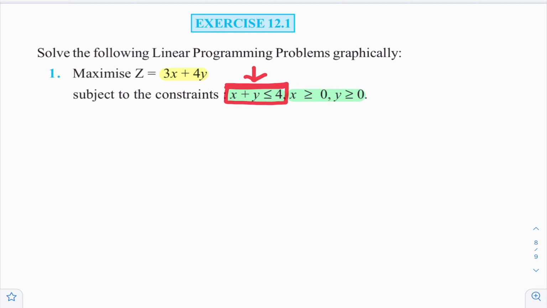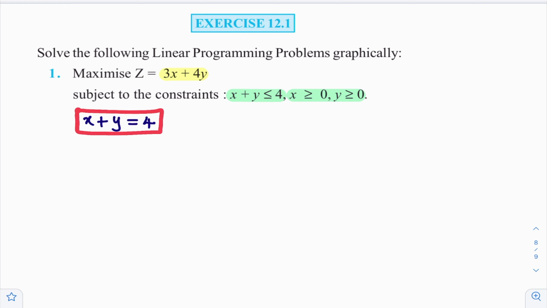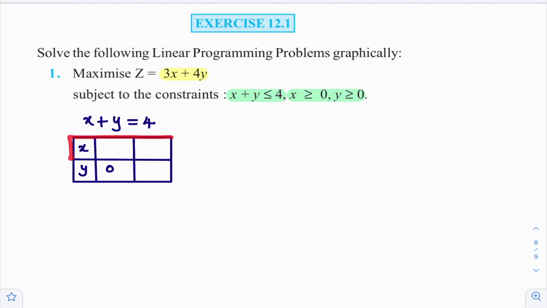Now, we graph this inequality. To graph it, draw the line x plus y equal to 4. To draw this line, we need 2 points on it. To find 2 points, we'll go with a table. Draw one table like this. In place of the y coordinate, you write 0, and in place of the x coordinate, you write 0. Now, put y equal to 0 in this equation. Then x plus 0 equal to 4, so x equals 4. So, the x value is 4. Now, in this equation, put x equal to 0.